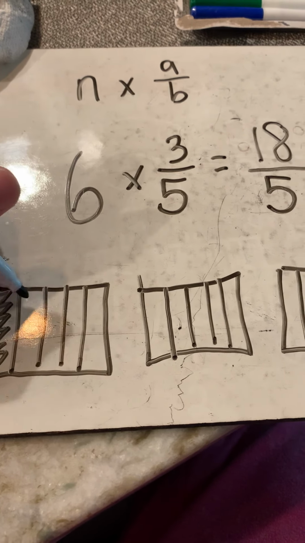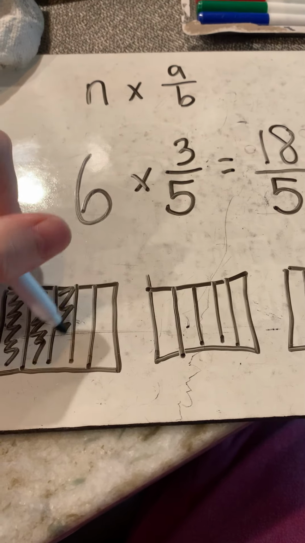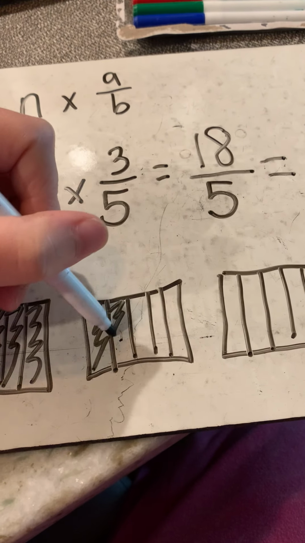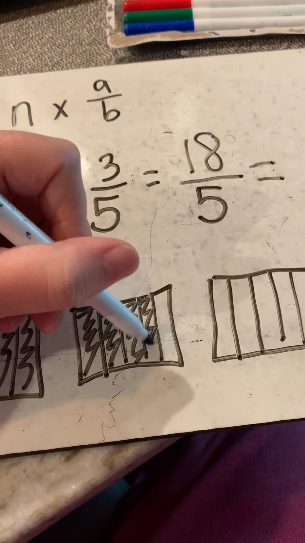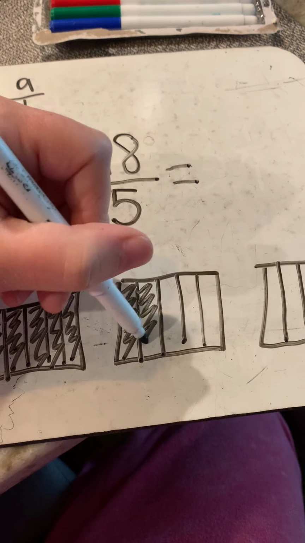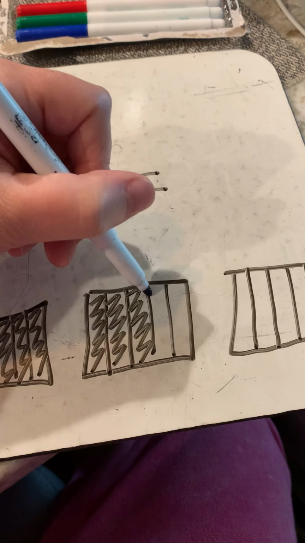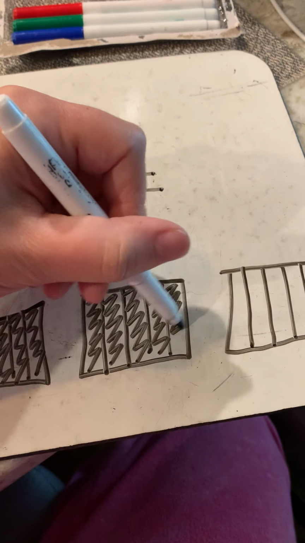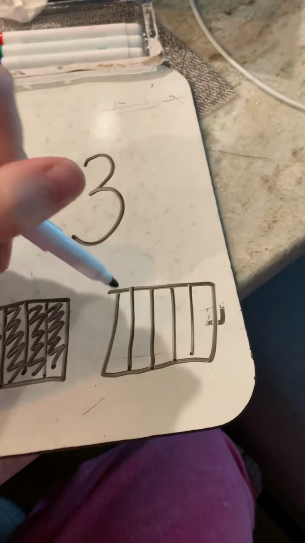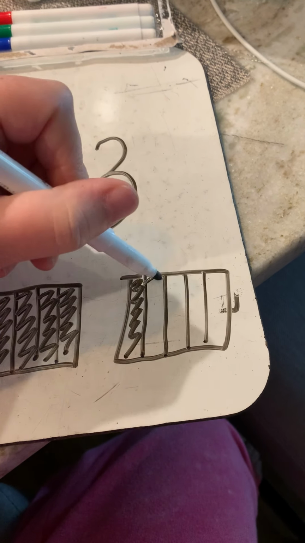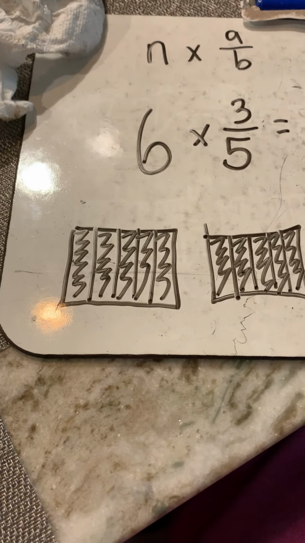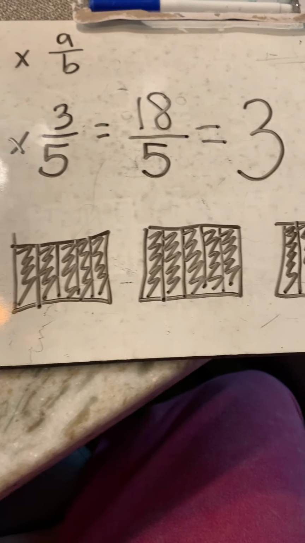So 1, 2, 3, 4, 5, 6, 7, 8, 9, 10, 11, 12, 13, 14, 15. All right. So I know I have 3 wholes already. 15, 16, 17, 18. That's it. That is how we can show 18/5 using models.